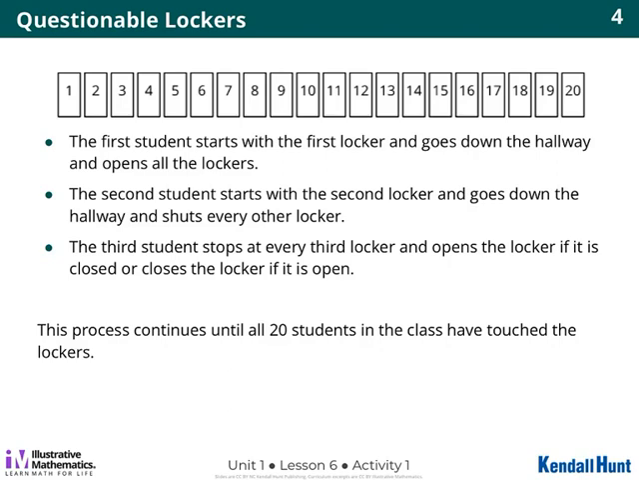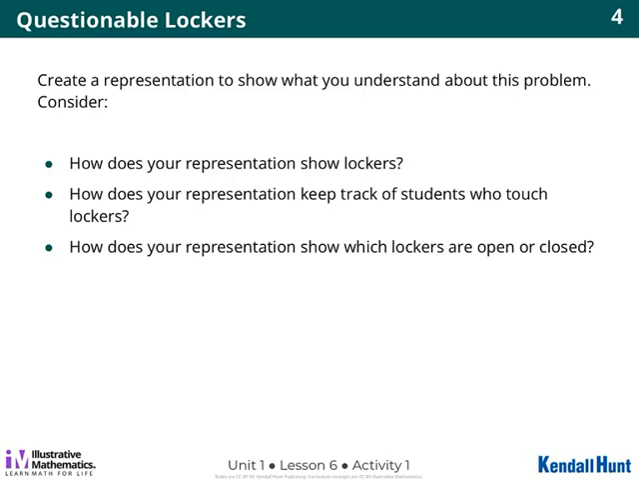Oh, yeah. Okay, so your job today, it's exactly what mine says. You are going to work with a partner and create a representation to show what you understand about this problem. I want you to consider 3 things. How does your representation show lockers? How does your representation keep track of students who touch the lockers? And how does your representation show which lockers are open or closed?